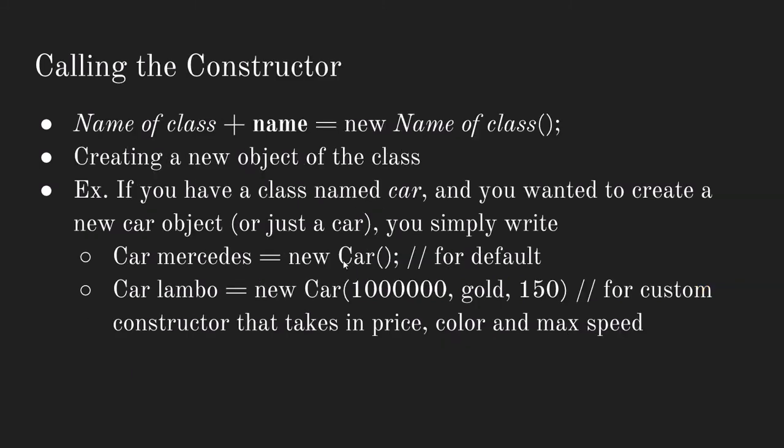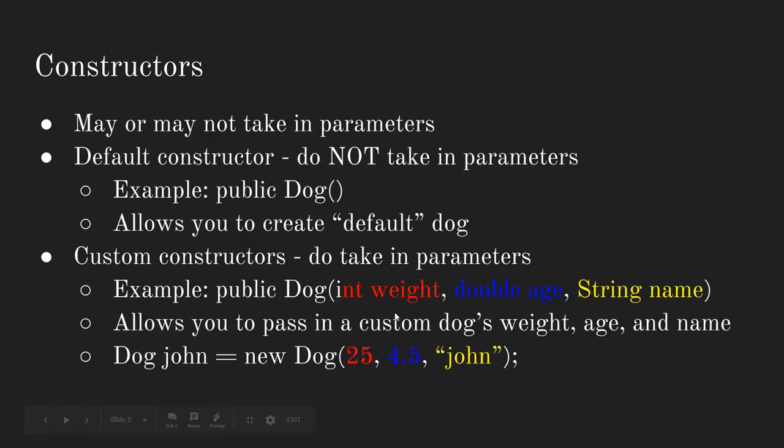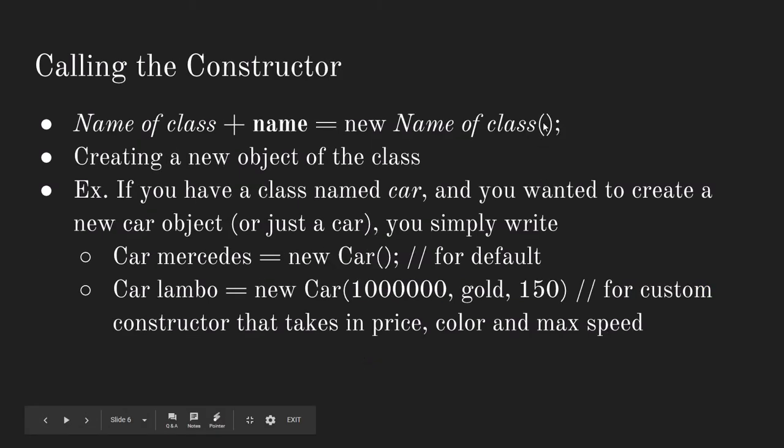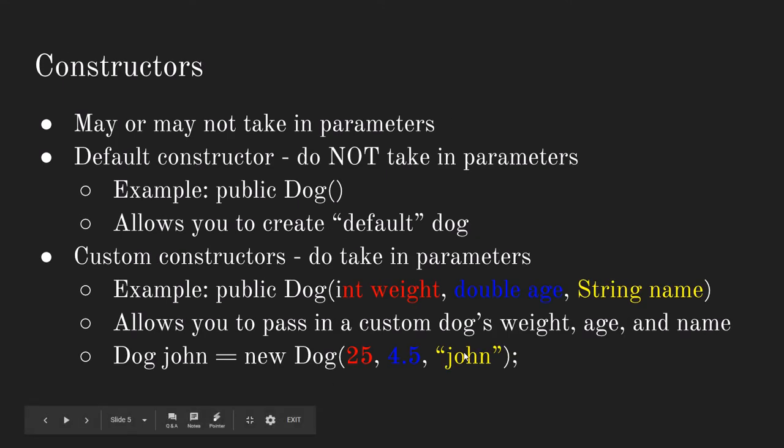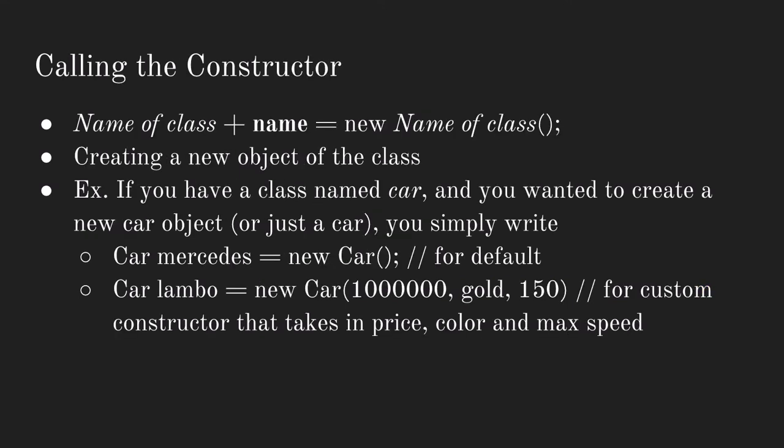Or better yet, if you wanted to pass in some parameters and specify the dog's weight, age, and name, then you would put parameters. So you would put 25, 4.5, and Billy here, and then it'll call the custom constructor and create a custom dog for you. That is your very own special, unique dog that you created with its own special characteristics. And you are creating a new object of that class, so you're creating a new dog.